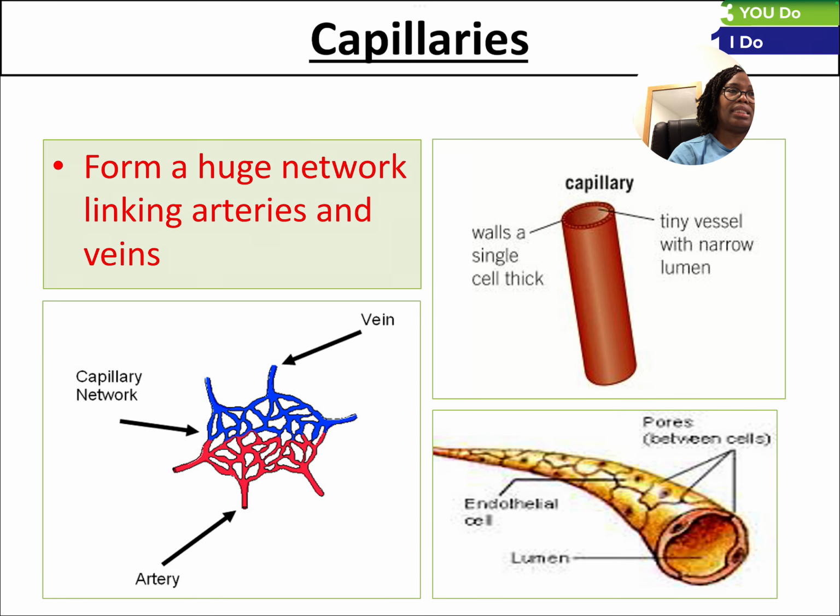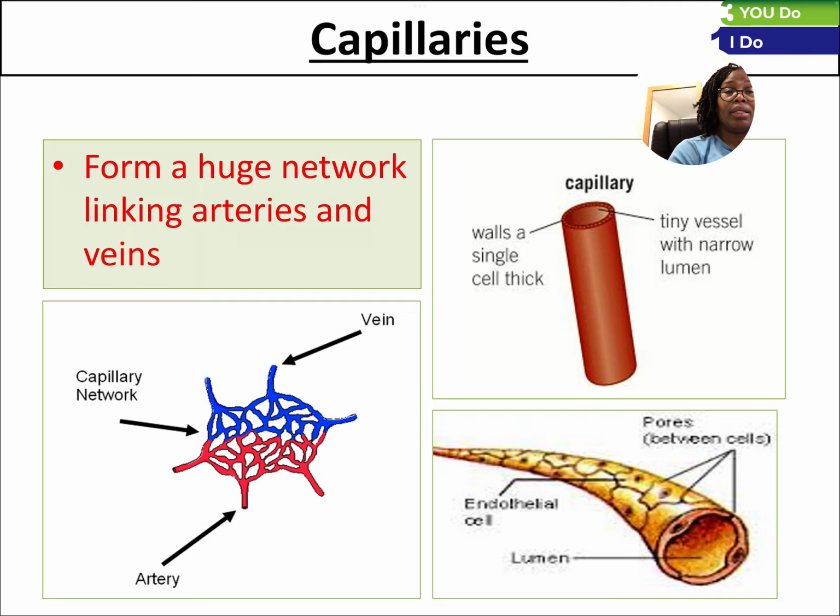Next are the capillaries. They form a huge network linking arteries and veins. They carry both oxygenated and deoxygenated blood. So blood coming back from our tissues, etc., would be deoxygenated. Blood coming from capillaries, which is coming from the heart, will be oxygenated, rich in oxygen. They have very thin walls, often described as 1 cell thick.